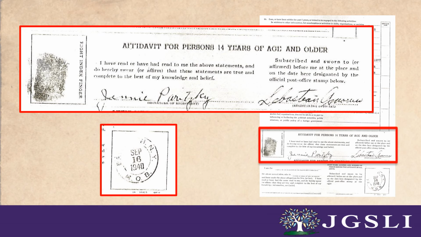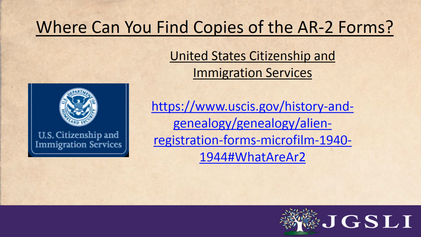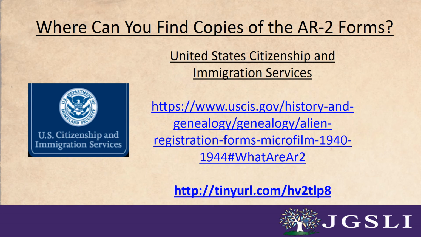So where can I find AR2s? Well, if you have a subscription or access to Ancestry.com at a local library, you might be able to find some online. Otherwise, you'll need to contact the USCIS. Here's the complete online address, along with a tiny URL I set up, which should make it much easier.